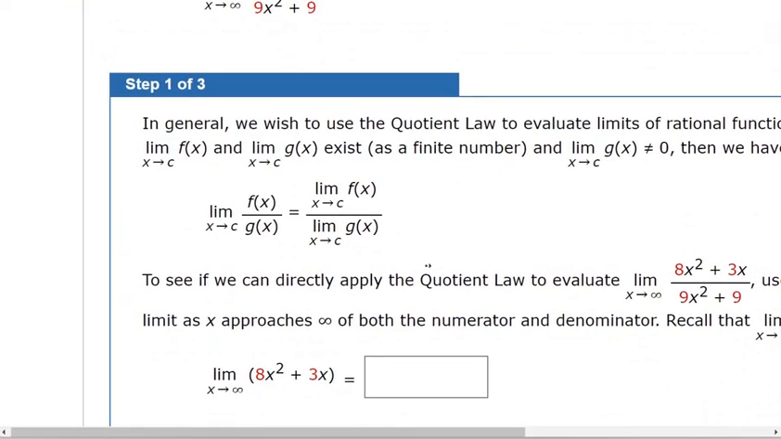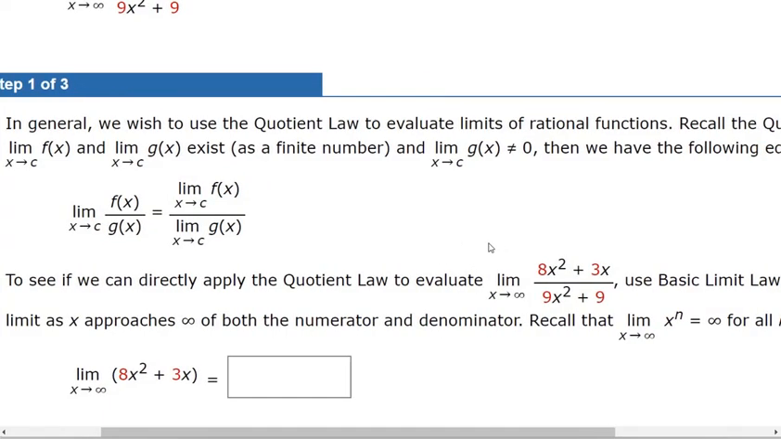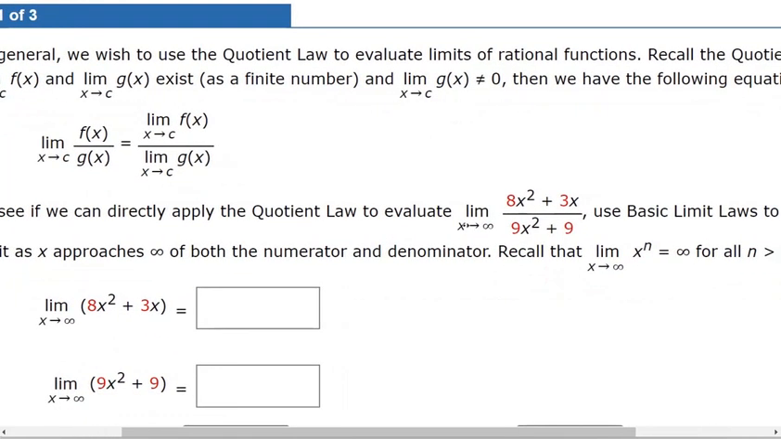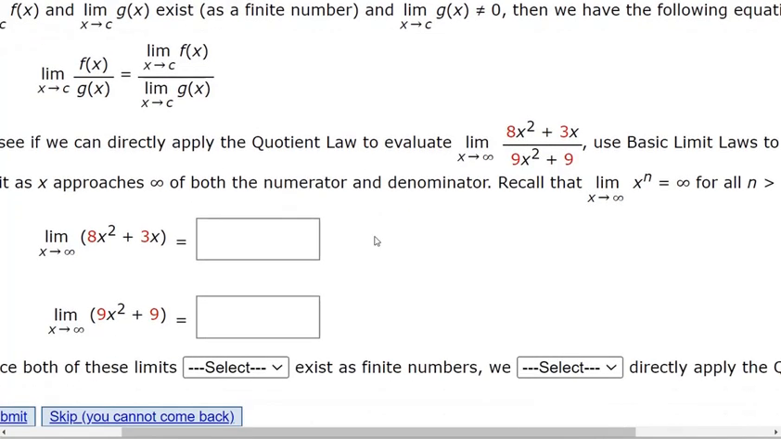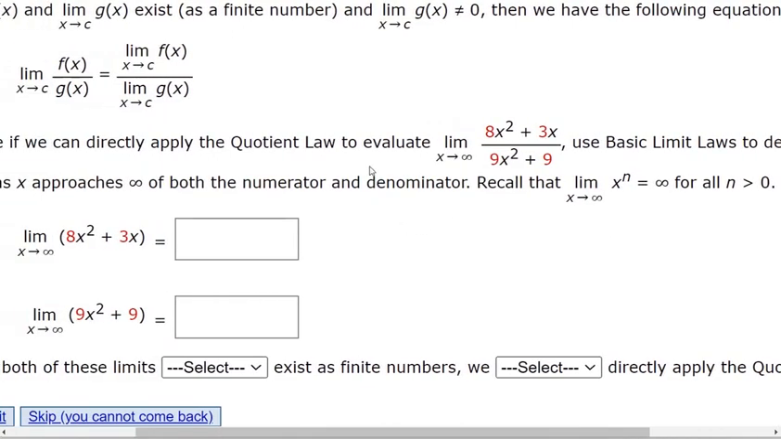Okay, so let's see. They want us to use the quotient law. So they want us to rewrite this so that somehow we have 1 over x or 1 over x squared or something like that, because the limit of 1 over x, as x goes to infinity, would be 0, right? If you take the limit as x goes to infinity of 1 over x, that's 0.